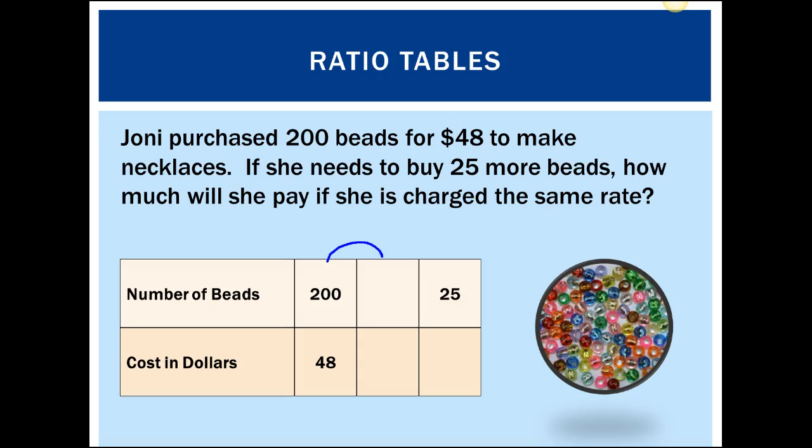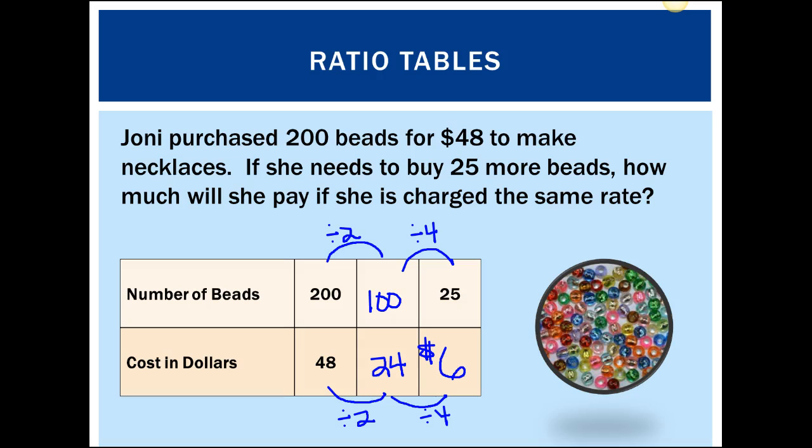There are different ways that you could do that. We could divide both 200 and 48 by 2, and we would have 100 over 24. We could then divide 100 by 4 to get 25, and on the bottom we would also have to divide by 4, and we would find out that it would cost $6 to buy the 25 additional beads.